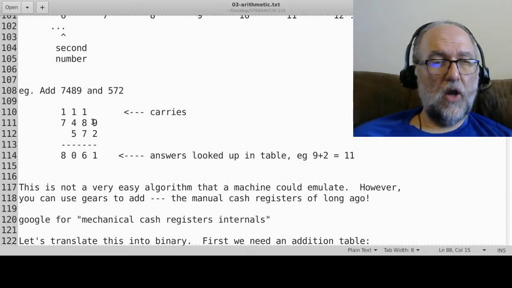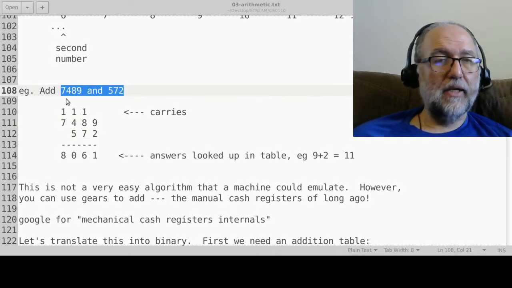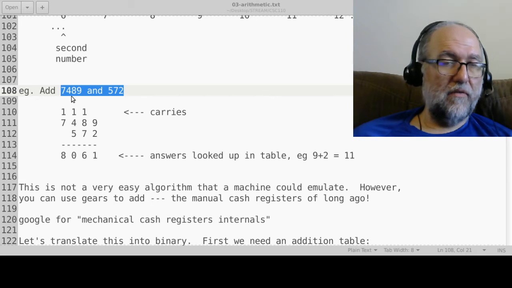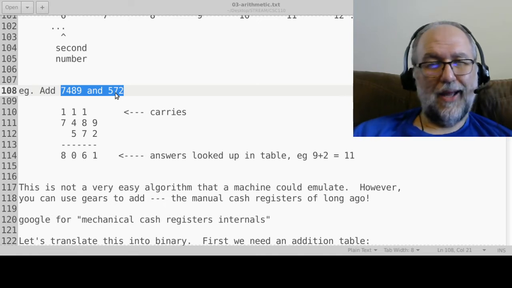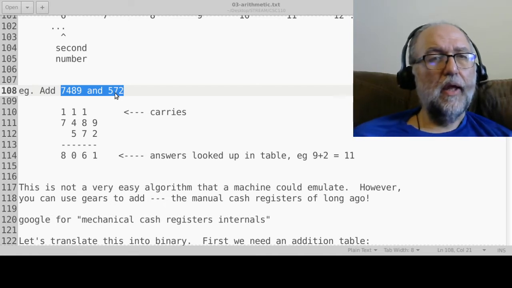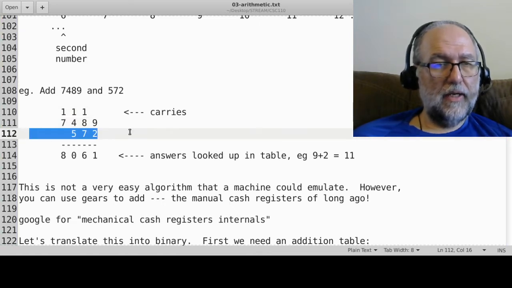Okay, and so you would start off 9 plus 2. So I better tell you what the question is. The question is, add 7,489 to 572. You're just given this question, probably, I'm going to guess grade 3 or so. And what you would do is line them up. Here they are lined up. There's the first number, and there's the second number. Lined up. And then you would start in the ones column.